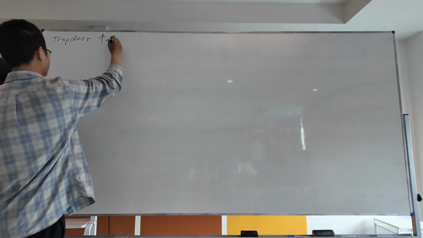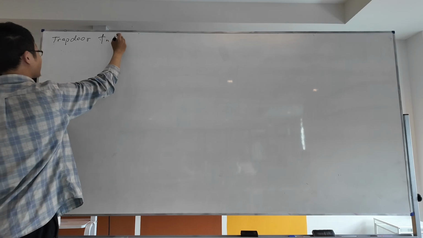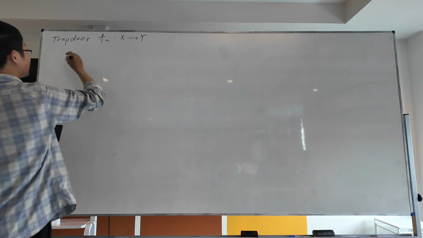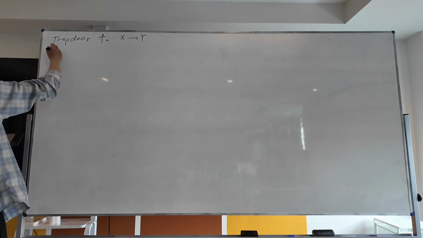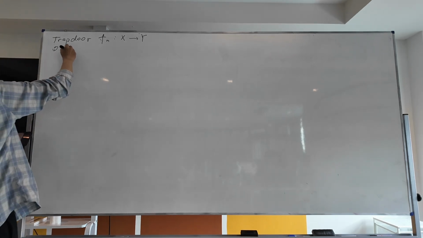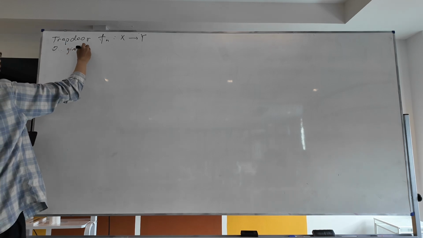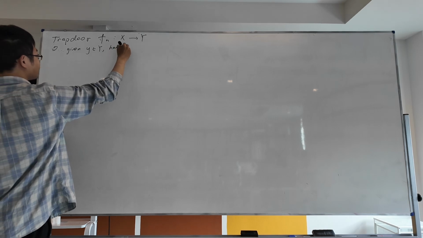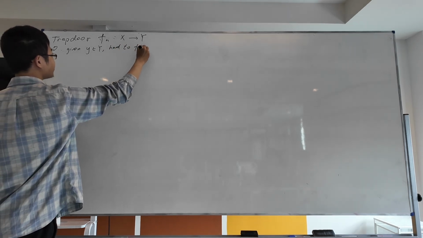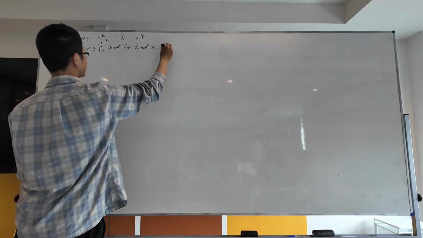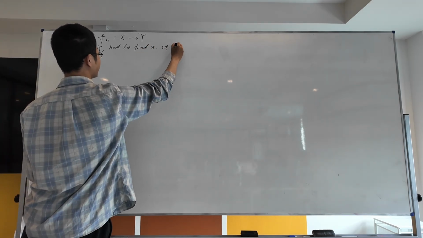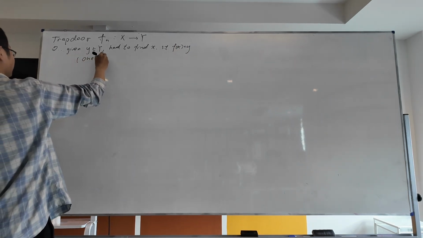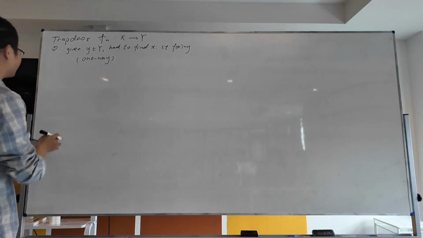A trapdoor function is defined from the domain X to a range Y. The first requirement is that it is one-way. So given Y in its range, it's hard to find X such that X is its pre-image. This is also called a one-way function. So a trapdoor function is always a one-way function.